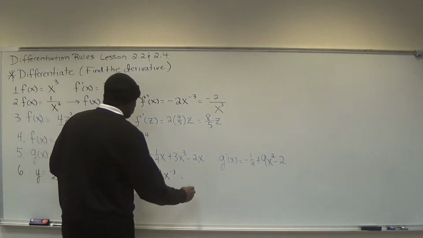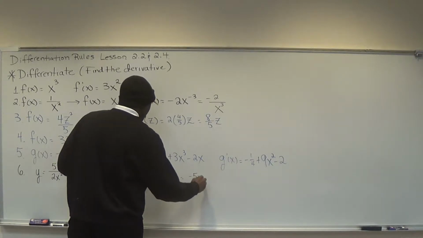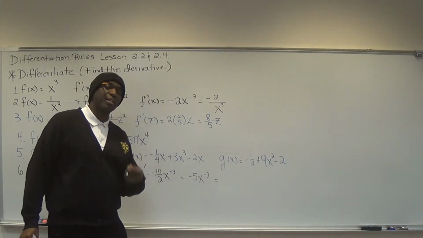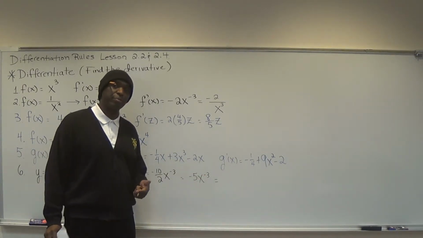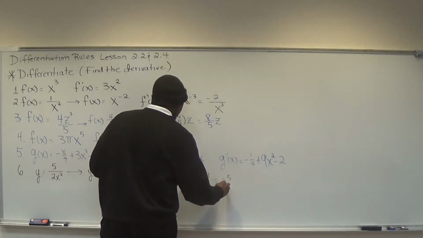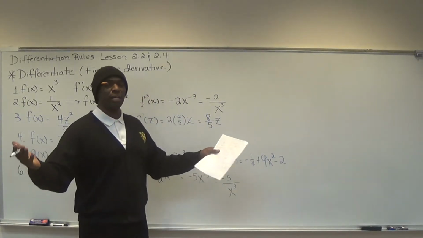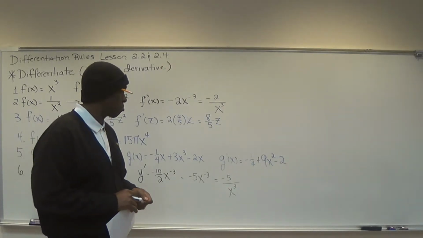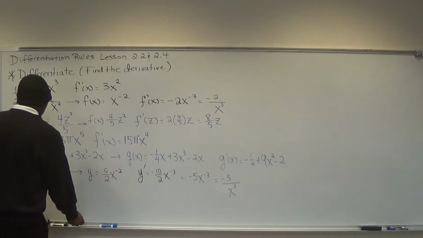which equals negative 5 x to the negative 3, which equals, now you have to rewrite it again because you don't want to leave your answer with the negative exponent. So you have to rewrite it. So it's going to be negative 5 divided by x cubed. And that's the answer. Negative 5 divided by x cubed. Okay? All right.